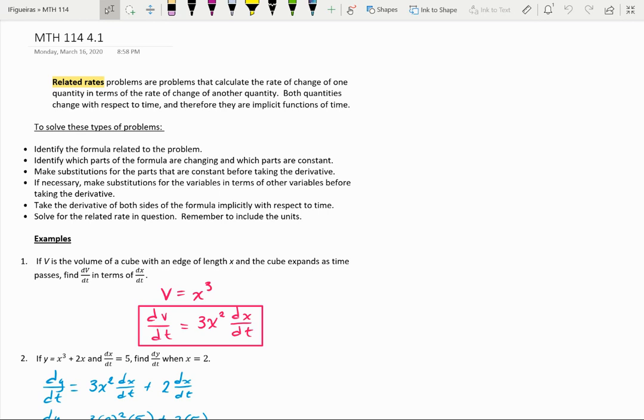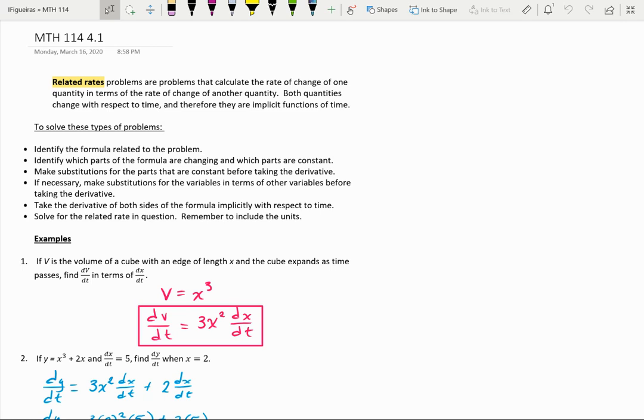So some of the steps you're going to want to consider, probably in the order I have listed here with the bullet points, is first you want to identify the formula that's related to the problem. Sometimes it will be obvious, it'll be a geometric shape, or other times you'll need to draw a picture. Oftentimes you'll be using pictures associated with triangles, so that might be like the Pythagorean Theorem is often used with these problems. You want to identify which parts of the formulas are changing and which parts are constant. This is really important. So anything that's constant, you're going to want to substitute into the formula that you identified in the first step before you take the derivative.